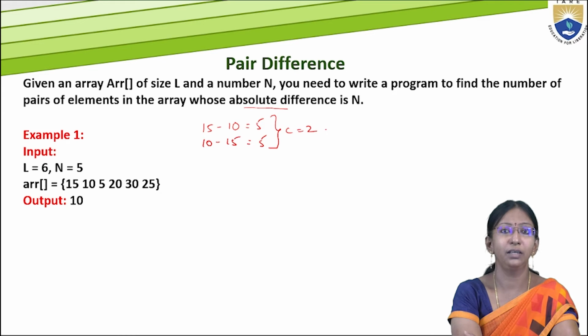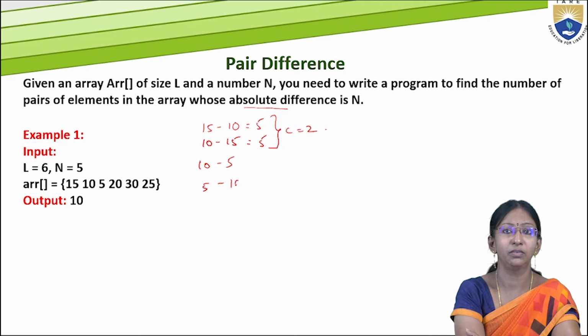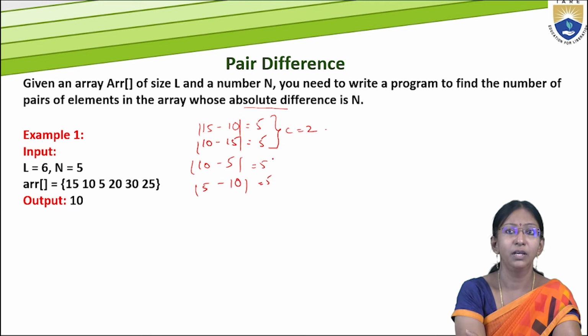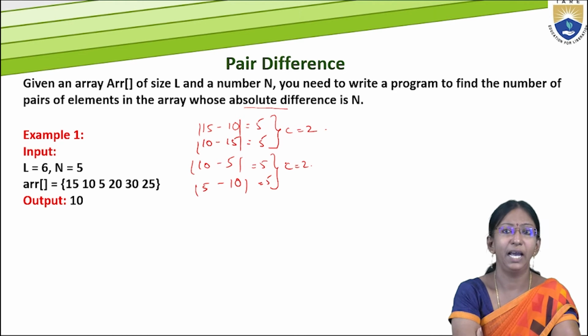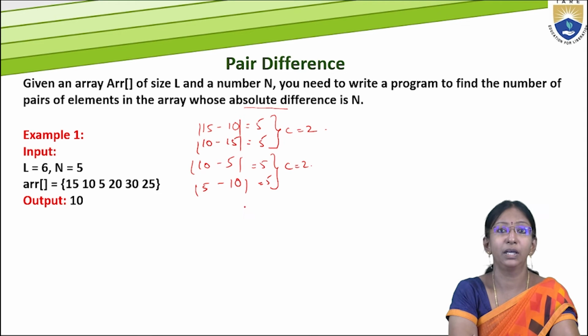Go with the other elements. You can have 10 minus 5, 5 minus 10, and the result of that is 5. Here I'm talking about absolute difference, guys, not an ordinary subtraction between two elements. Even this is 5, which will increment the count to 4. So the previous count is 2 and with this one the total is 4. Then what are the remaining elements you can have?